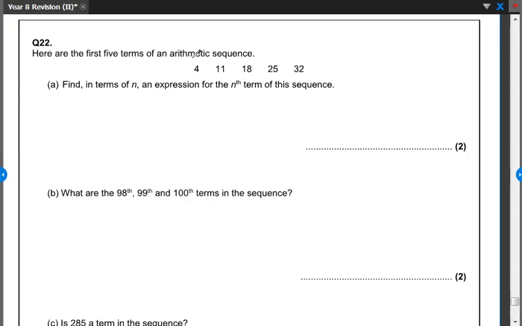So here we go. Here are the first 5 terms from an arithmetic sequence. Find the nth term. Girls and boys, please, everybody get this question right. Don't switch them around the wrong way. Ready? 1, 2, 3, 4. So what's the difference each time? Plus 7. First thing you do, write down 7n.